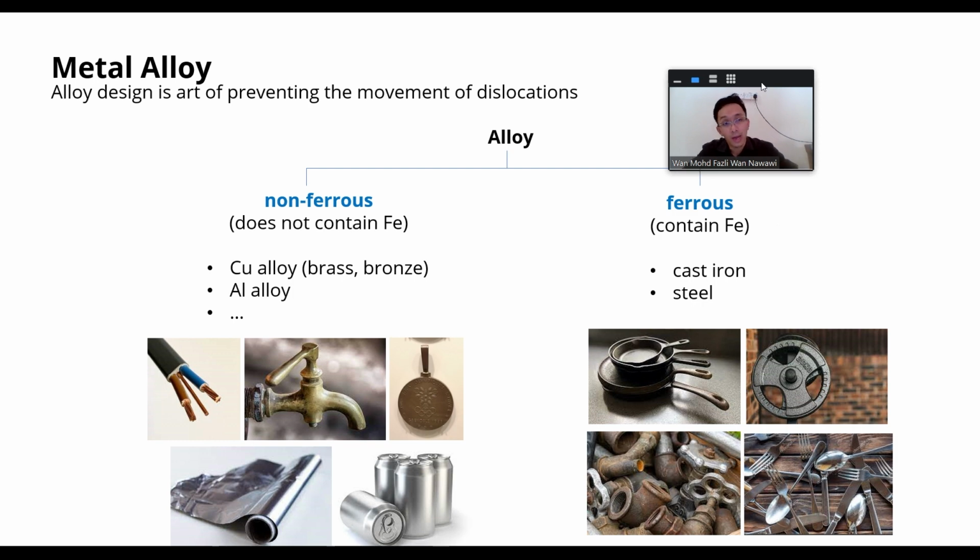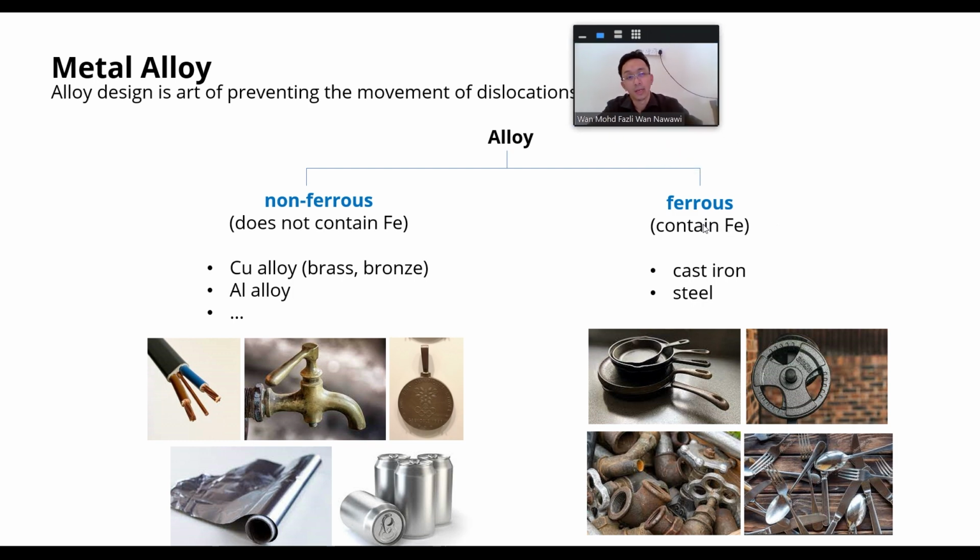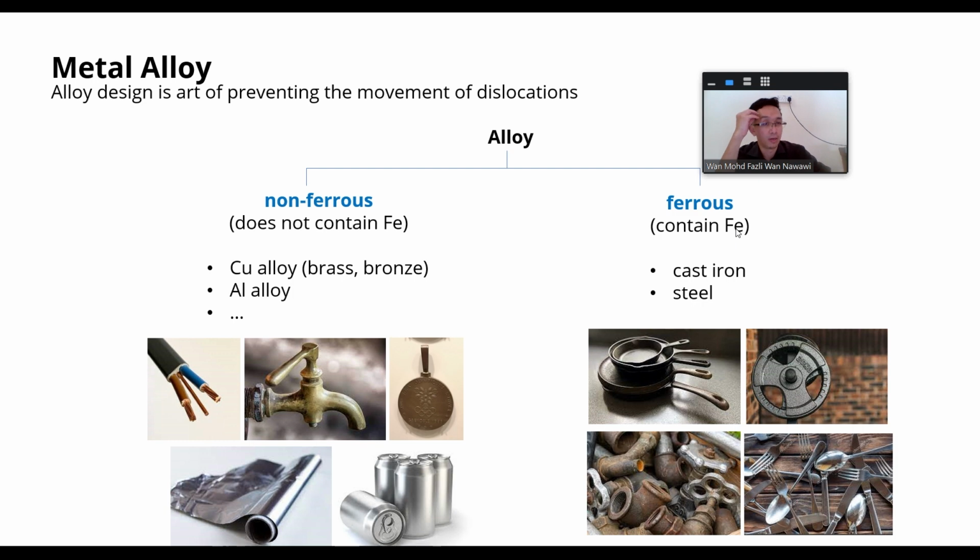Okay, so now we have ferrous. Ferrous is basically when you have ferrum as the base metal. Non-ferrous is an alloy that is not based on iron. Ferrous is an alloy that is based on iron. Examples of ferrous alloys are cast iron and steel. The two most common ferrous alloys are cast iron and steel.